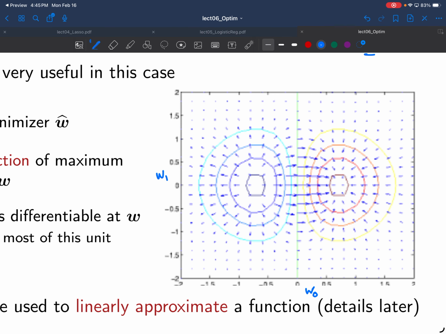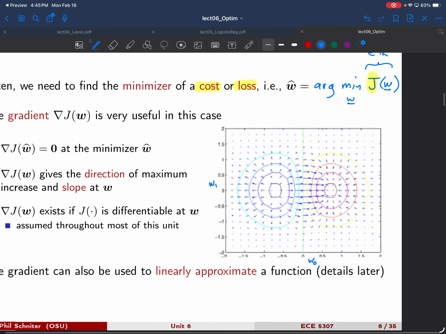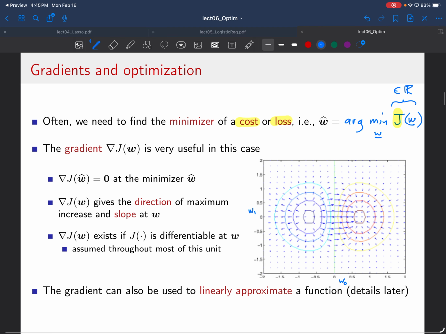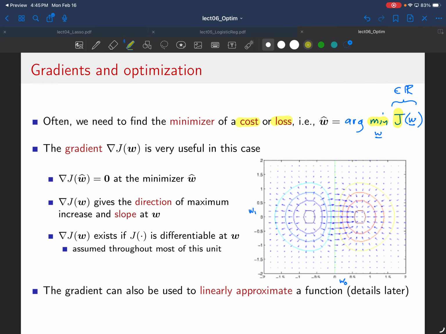We're trying to find the point here at which, usually we formulate it so that we minimize. In some cases, we can also write it as maximization, like maximum likelihood, but often it's written as a minimization problem.